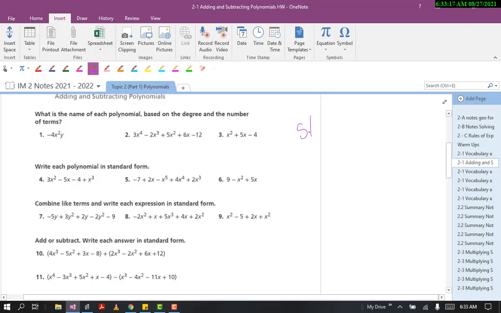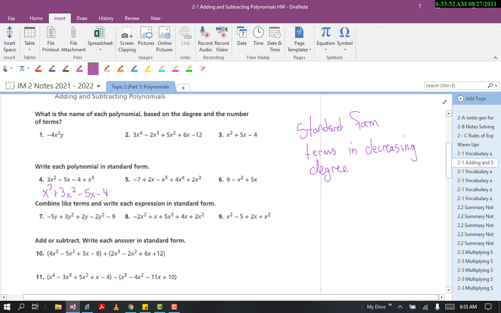But standard form is where we put the terms in decreasing degree. So the biggest degree first, then second, then third, and so on. And quite honestly, that's what we do anyways. In number 4, of course we'd write our x cubed first, then our x squared, then our x term, our linear term, then our constant.